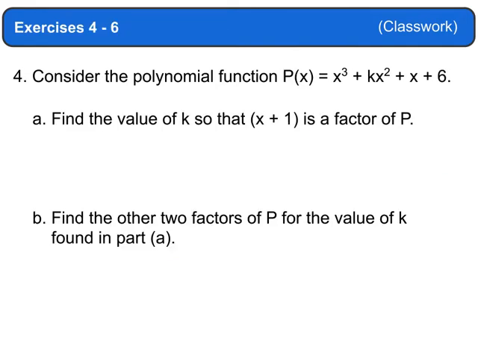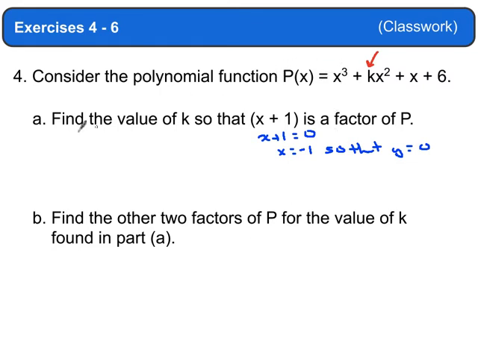So number 4 says, find the value of k so that x plus 1 is a factor of p. So if you notice in the piece up here, consider the polynomial function, and we don't know what k is. But we want this to be guaranteed to be a factor. That means I have to take this, and I have to say x plus 1 equals 0. We find out that x is going to have to be negative 1. That's what we're going to plug in, so that y will equal 0, the function. So how do we manipulate that?